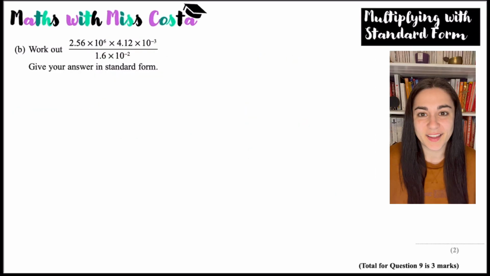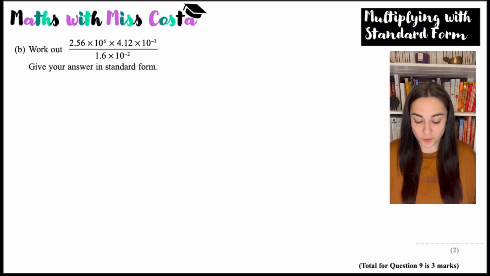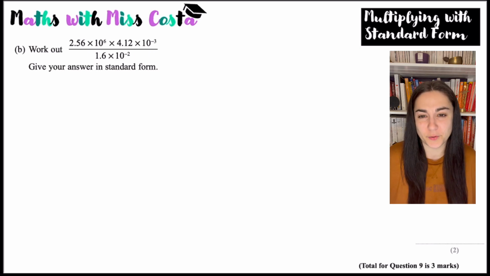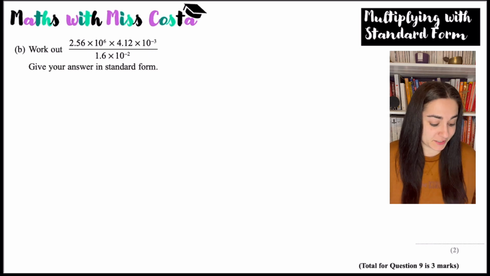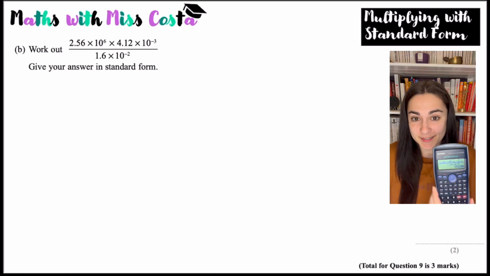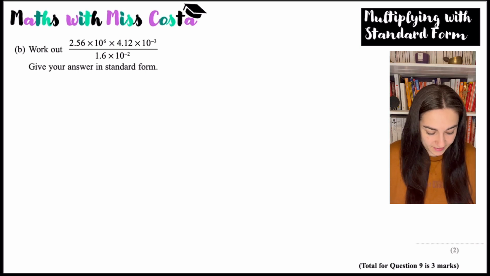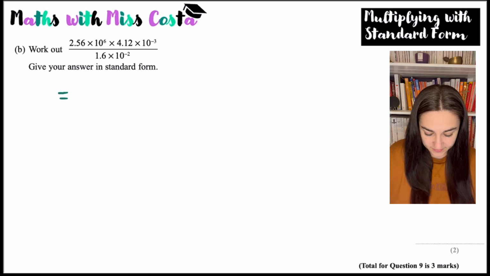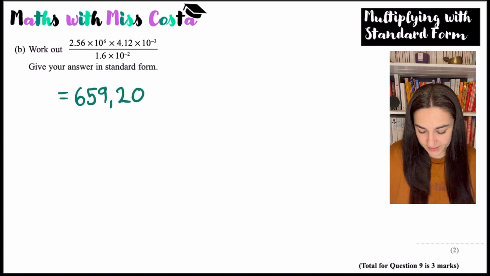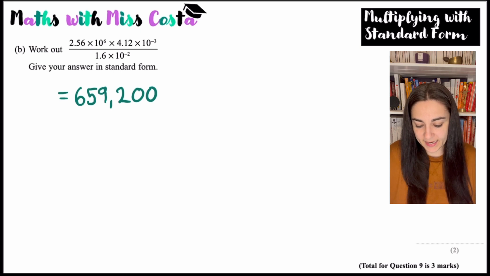Okay, so here we've got a calculation that involves numbers that are written in standard form. And because it's a calculator paper, I can just type this whole thing into my calculator. And then I come up with this answer. So that whole calculation gives me 659,200. Now it says, give your answer in standard form.